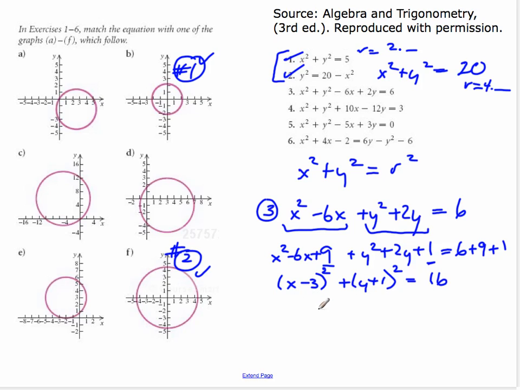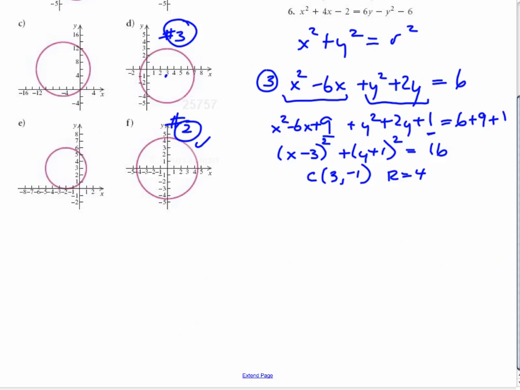So in this circle, the center point would be the point (3, -1), and it would have a radius of 4. So I need to find one that has a center at 3, -1, that's about right, and a radius of 4, so from here out: 1, 2, 3, 4. Yeah, it looks like it's this one. So number 3 is D. Okay, not bad so far.